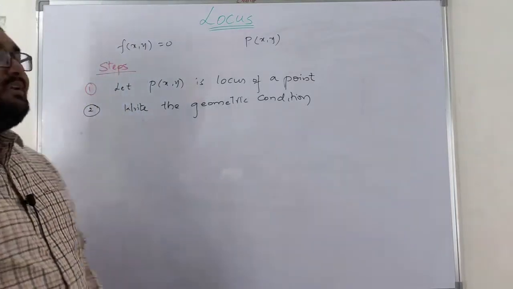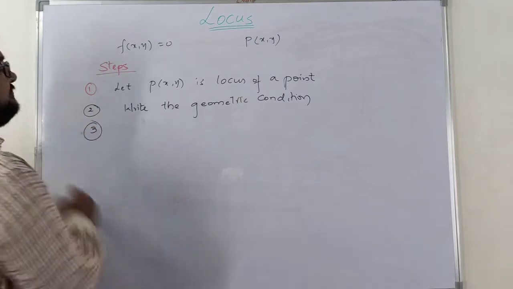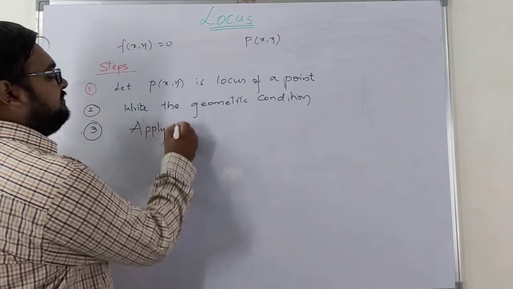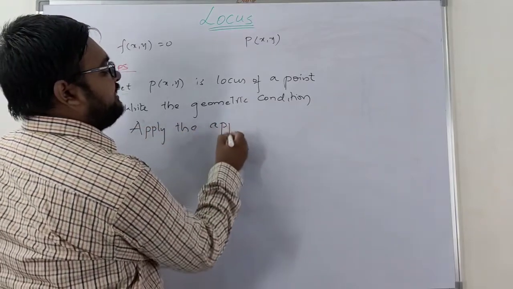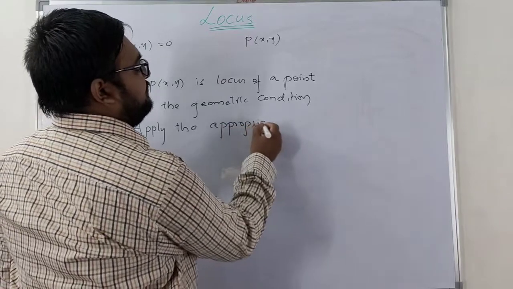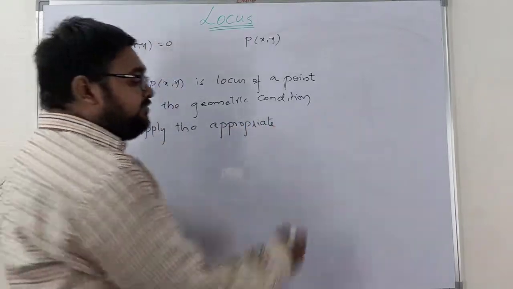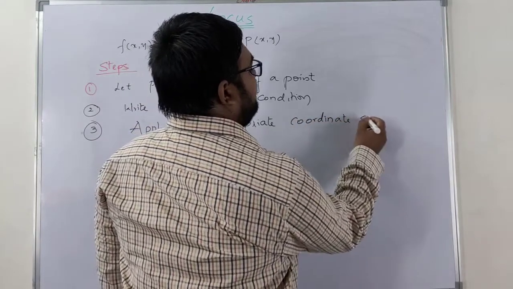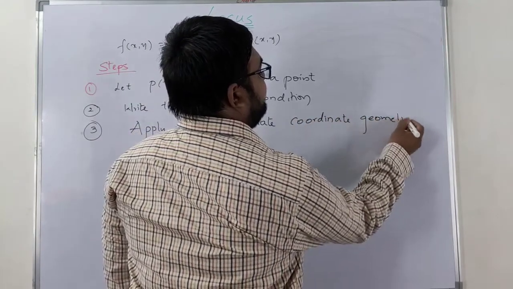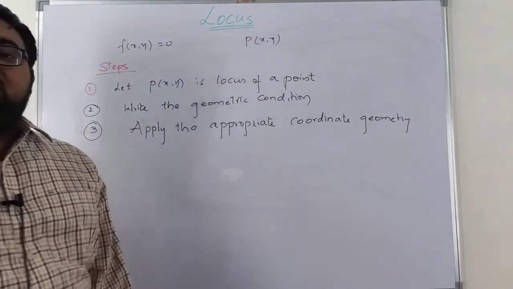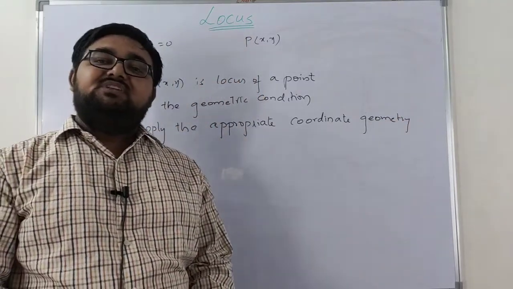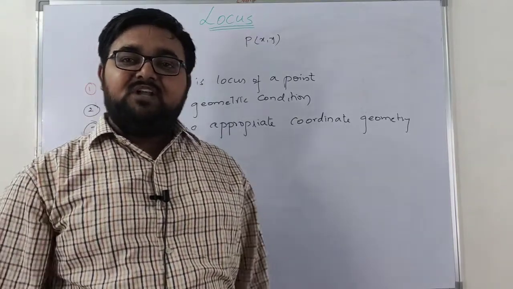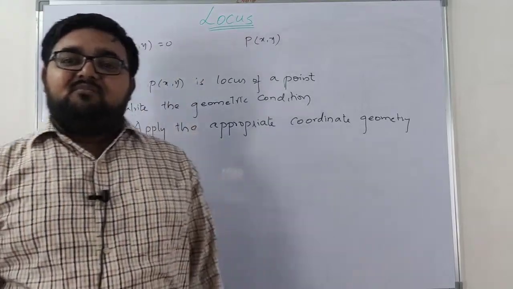After getting the geometric condition, the next step is that we need to apply the appropriate coordinate geometry formula. You need to apply the appropriate coordinate geometry formula. For example, if distance is given, you need to apply the distance formula. If midpoint is given, you need to apply the midpoint formula. Likewise we have different types of formulas.